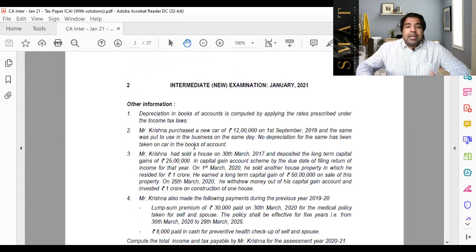Let's move ahead. Other information, guys. Other information means for this, the impact has not yet been given. So you have to give the impact. Depreciation in books of accounts is computed by applying the rates prescribed in income tax laws. Congratulations, no adjustment required.